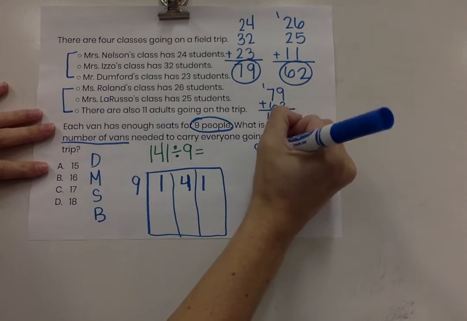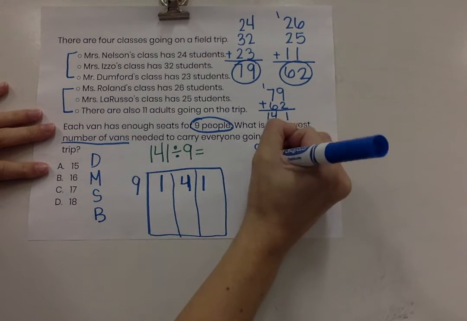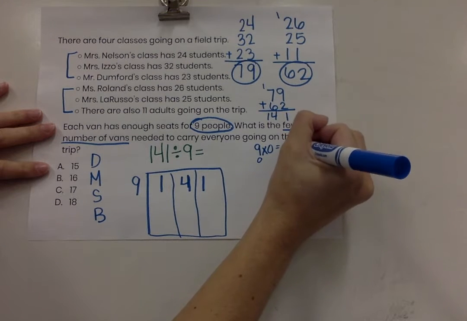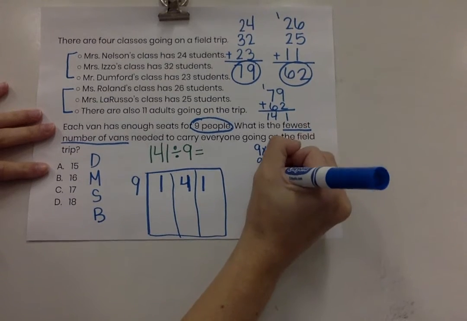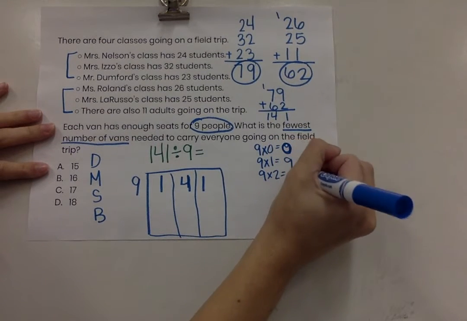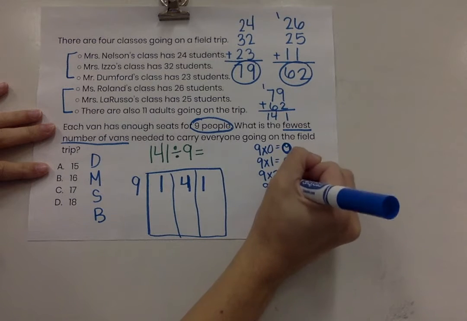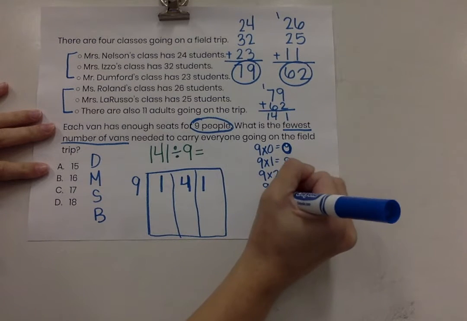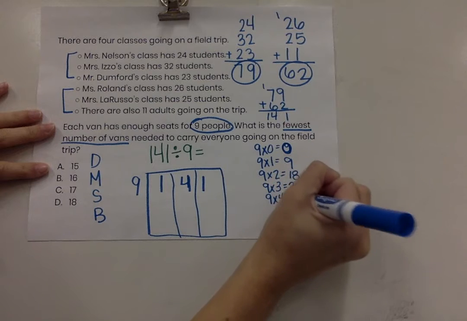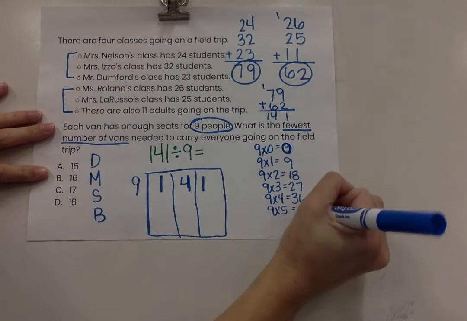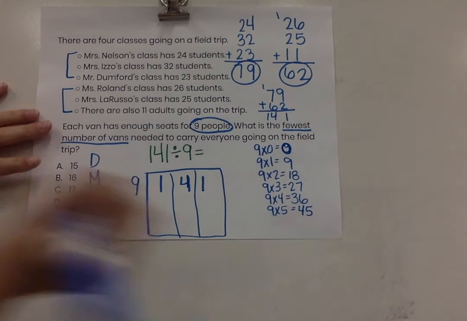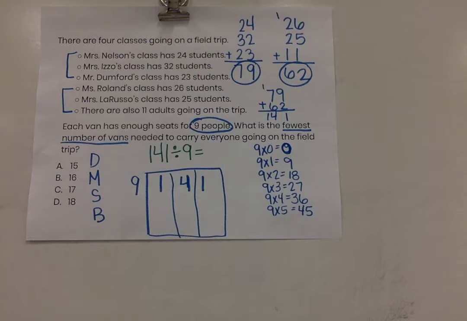because we're dividing by 9. 9 times 0 is 0. 9 times 1 is 9. 9 times 2 is 18. 9 times 3 is 27. 9 times 4 is 36. 9 times 5 is 45. I'm going to stop right here at 9 times 5. I might have to come back and add to that, but I might not. So we'll divide and see.